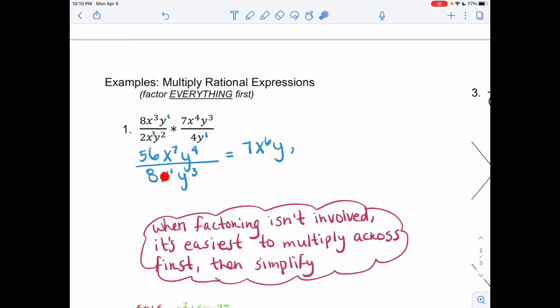So x cannot equal 0 because if x was 0, then 8 times 0 would be 0. This entire thing would be 0. Same thing with y. If we put in a 0 for y and then we raise 0 to the third power, well, that's still 0, overall making our denominator 0. So that means that our restrictions, our excluded values would be x cannot equal 0 and y cannot equal 0. This is a little different because we have x's and y's. We need to account for both.